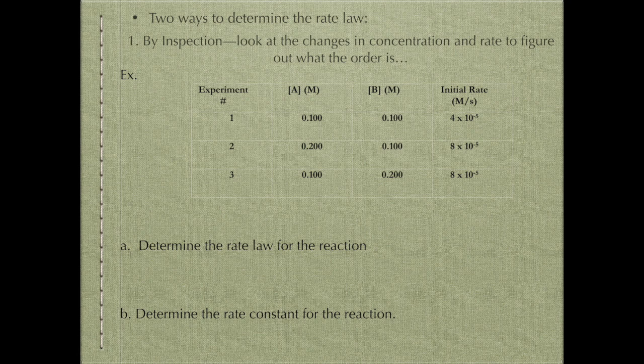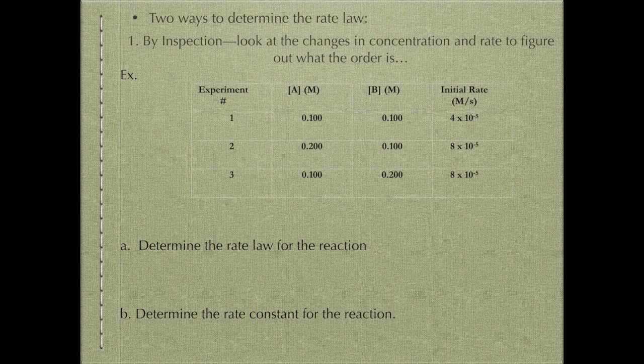What I'm going to do is I want A to change, but I don't want B to change for this first determination, because if B also changes, that doesn't tell me how A impacts the rate. So if you look at experiment 1 and 2, A doubles while B stays the same. So as A doubles, the rate also doubles, which tells me that A is first order, because as it doubles, the rate doubles.